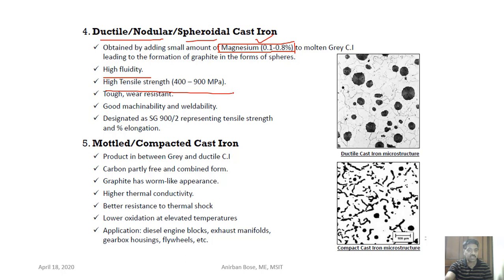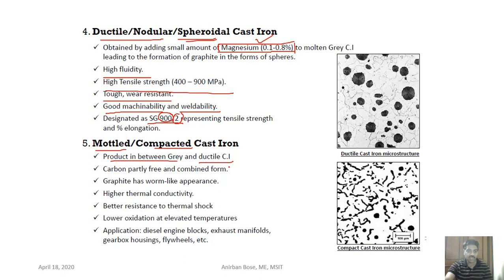Now compacted cast iron, where the product is in between the gray and the ductile cast iron, and carbon is partly in free and combined form. The graphite has a worm-like structure that you can see over here, with better resistance to thermal shock and lower oxidation at elevated temperature. Applications include diesel engine blocks and so on. So we have seen some of the different structures of cast iron and their properties.